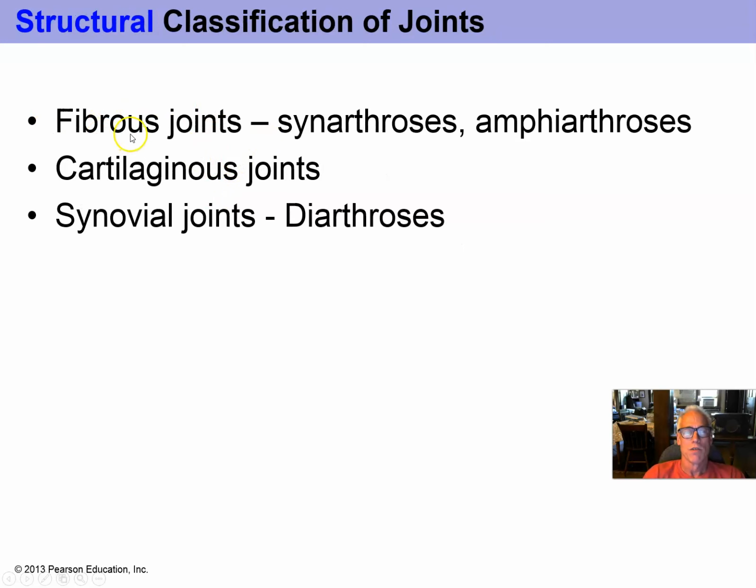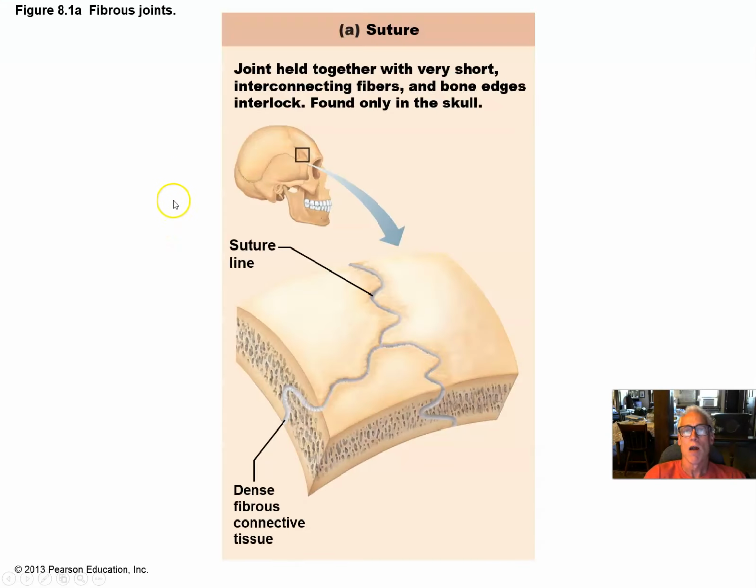Structural classification of joints. We have 3 categories here: fibrous joints, cartilaginous joints, and synovial joints. All right, fibrous joints are very tough joints made up of collagen fibers spanning the space between bones typically. Here's a suture. The bones of the cranium, the box of bone that surrounds your brain, are held together by sutures, like little meandering river-like interlocking seams between the plates of bone in the cranium, and then stitched together with myriad tough collagen fiber bundles.